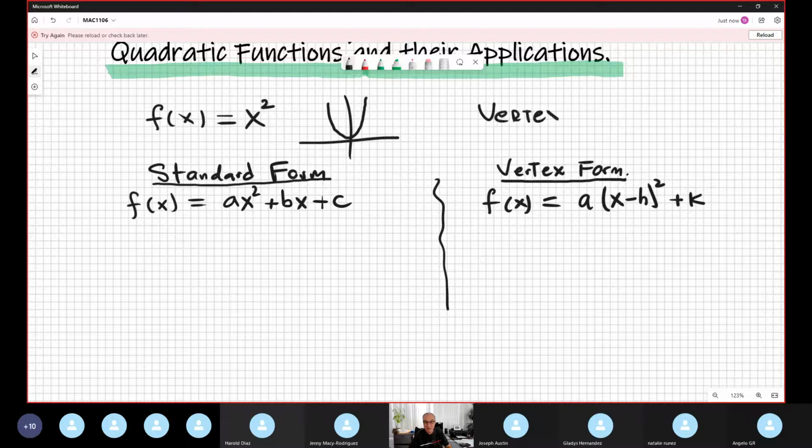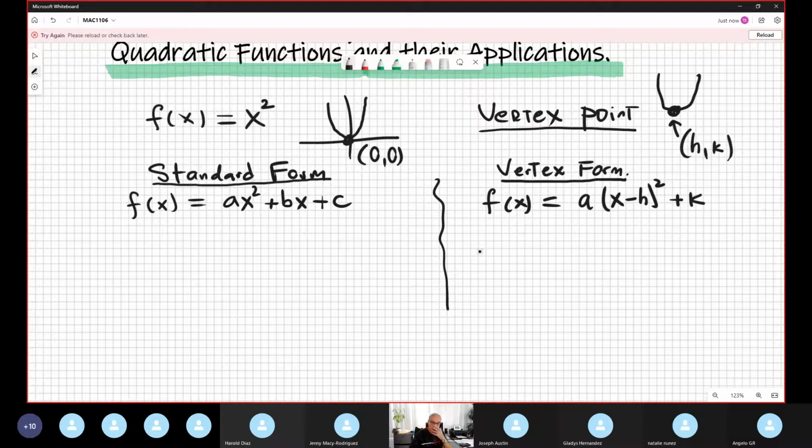What is the vertex? The vertex is the turning point of the parabola. This is the vertex, okay? And in this specific elementary example it is (0,0), no? But it is not always (0,0). In general, the vertex is (h, k). Be familiar that h is the x component and k is the y component of the vertex.